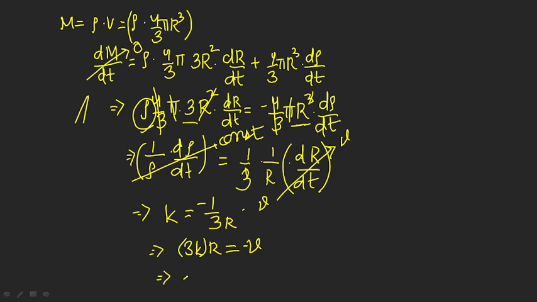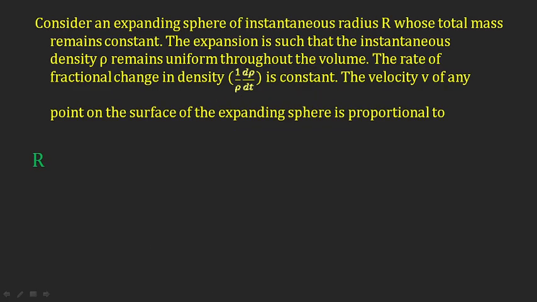From here we are getting that v is proportional to r, and the question was asking to find out the relation between velocity v, that is at any instant on the surface of the sphere, and radius r. Let us confirm this with the answers. Yes, it is r.